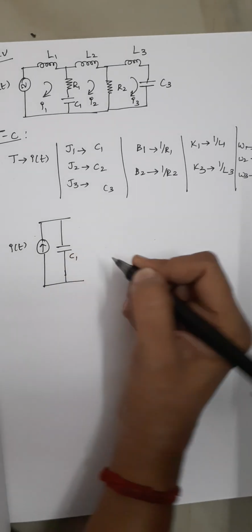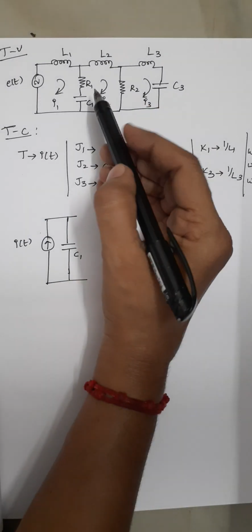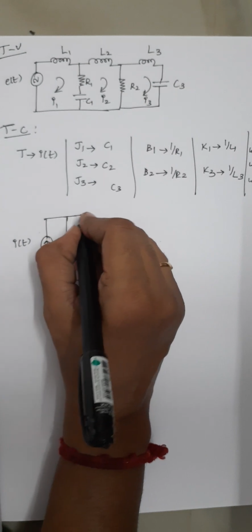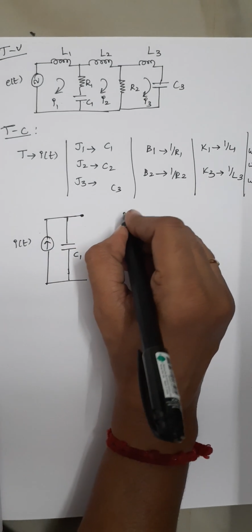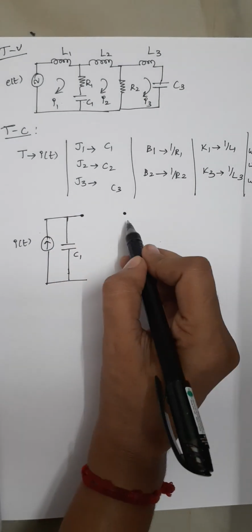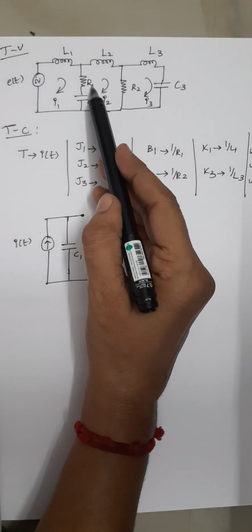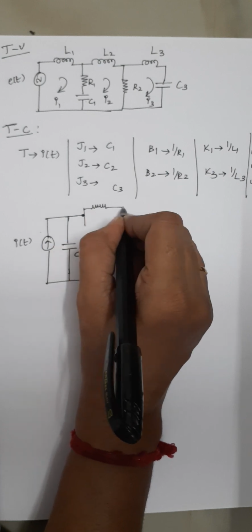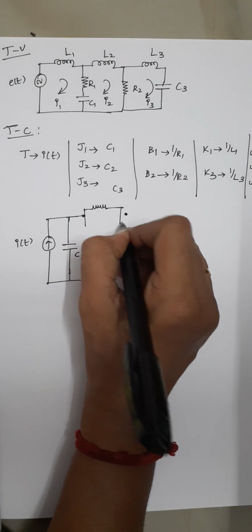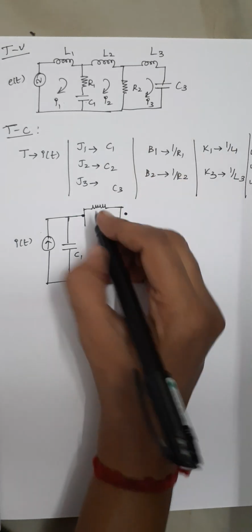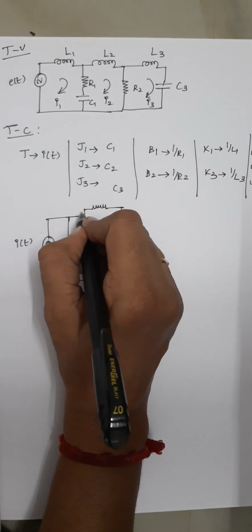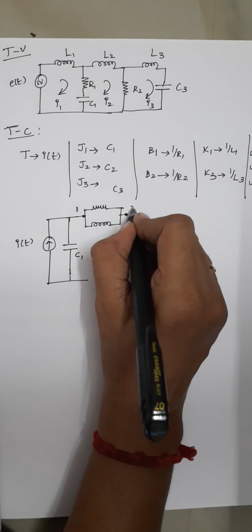So this is your C1, right? And next one is here we are having common elements between loop 1 and loop 2. So these common elements should be represented as between node 1 and node 2. So here I am having R1. This R1 will be always represented as same R1 here. So next one is C1. C1 should be represented by an inductor. So just draw an inductor between your, let this be your node 1 and let this be your node 2.